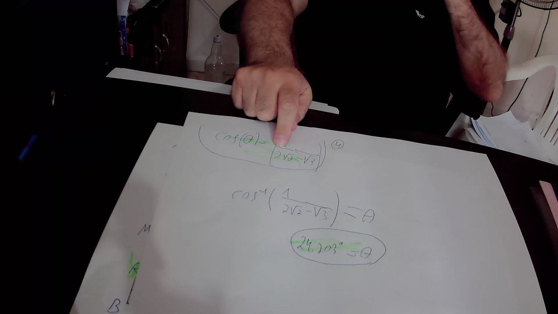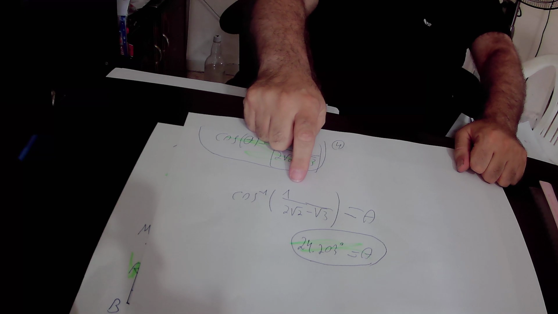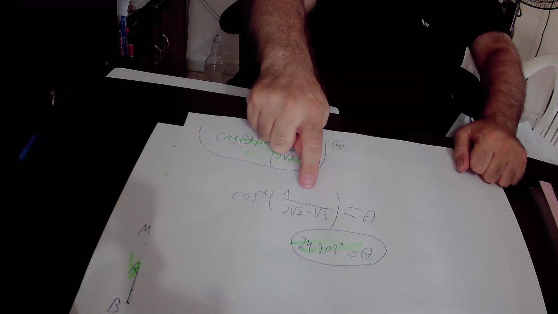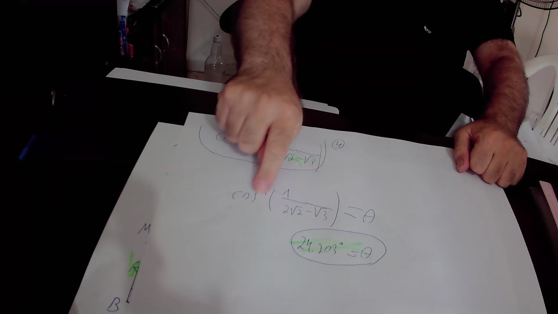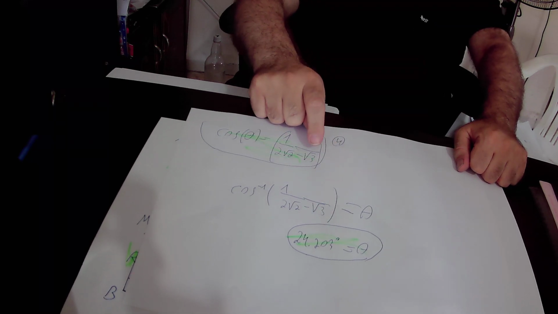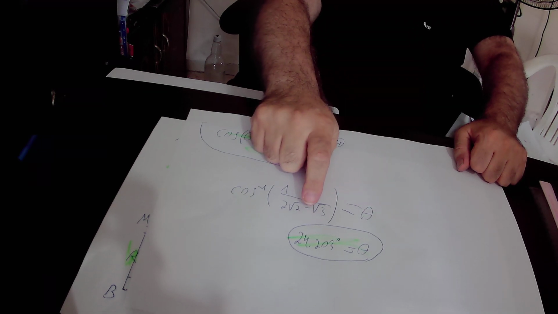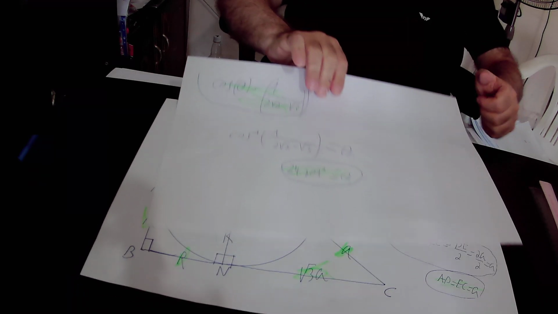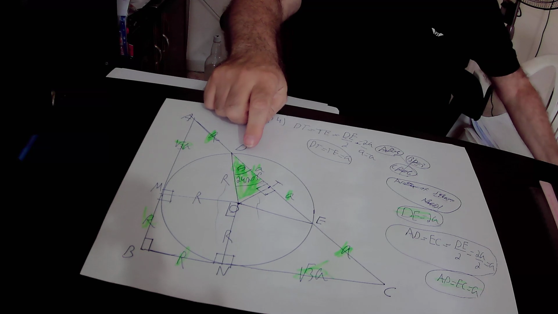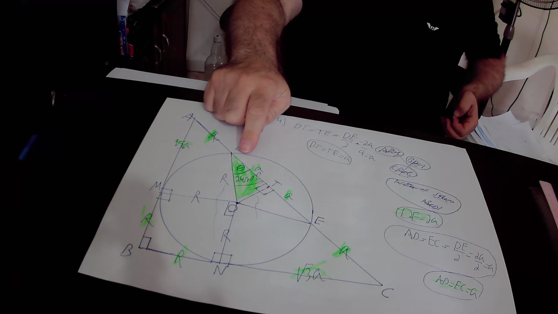And if we apply the opposite function of cosine, that is cosine minus 1, to 1 over 2 times square root of 2 minus square root of 3, we get that this expression equals 24.23 degrees. That is to say, we found that the size of angle theta is 24.23 degrees. I repeat again, the size of this angle theta is equal to 24.23 degrees. Okay?